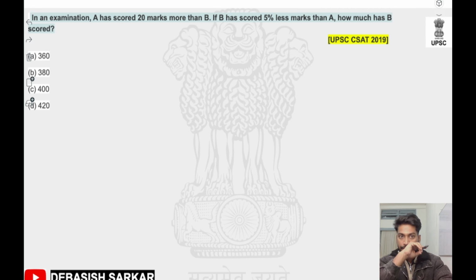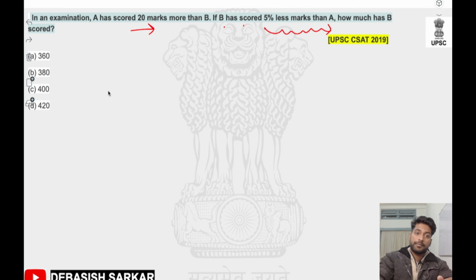In an examination, A has scored 20% marks more than B. Okay, noted. A scored 20% marks more than B. B has scored 5% marks less than A. So in percentage, if we take the ratio of A and B, if A scored 100, B scored 95. Why? B has scored 5% less.